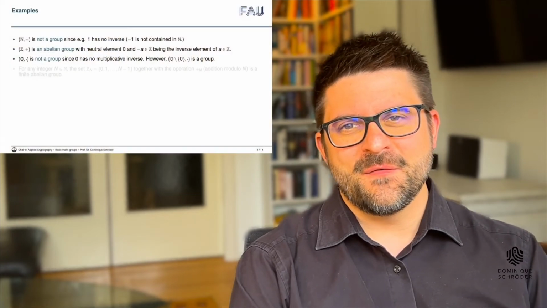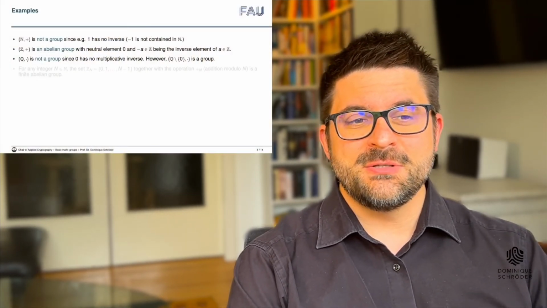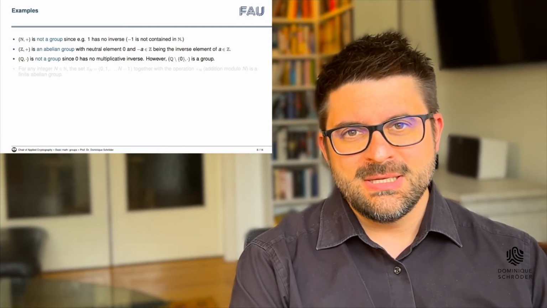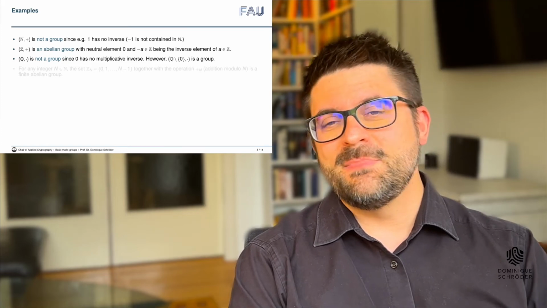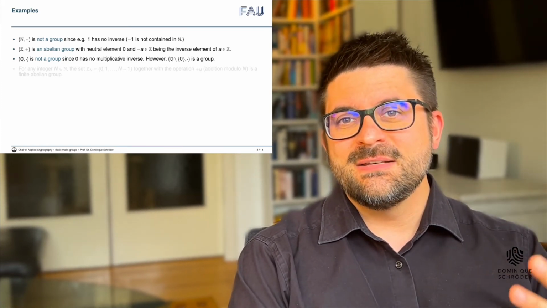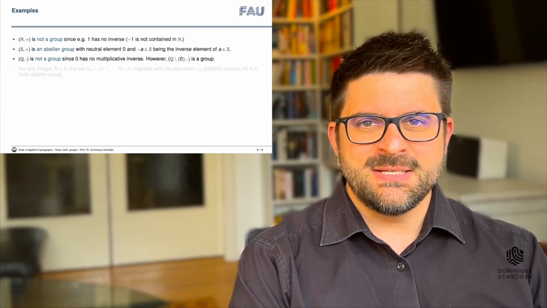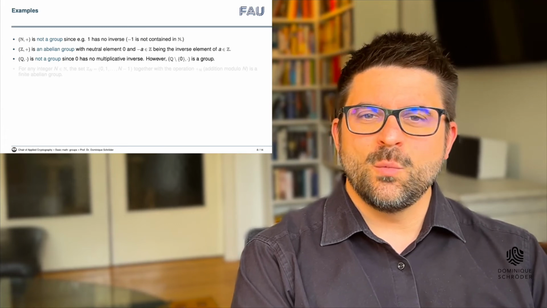So let's take a look at the first example, the natural numbers. It's not hard to see that the natural numbers actually do not form a group. And the reason is that we are missing inverse elements. For example, if you take a look at the 1, then it's easy to see that -1 is not part of the set, and therefore there is no inverse element. So what about the second one?